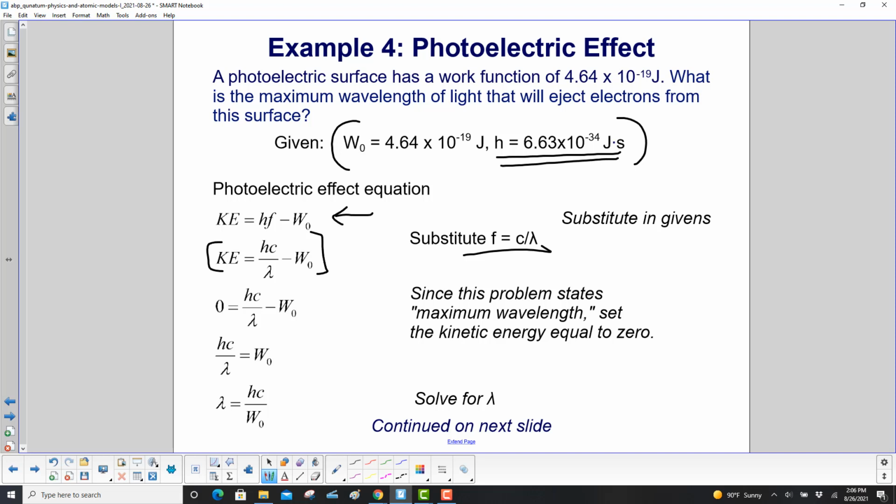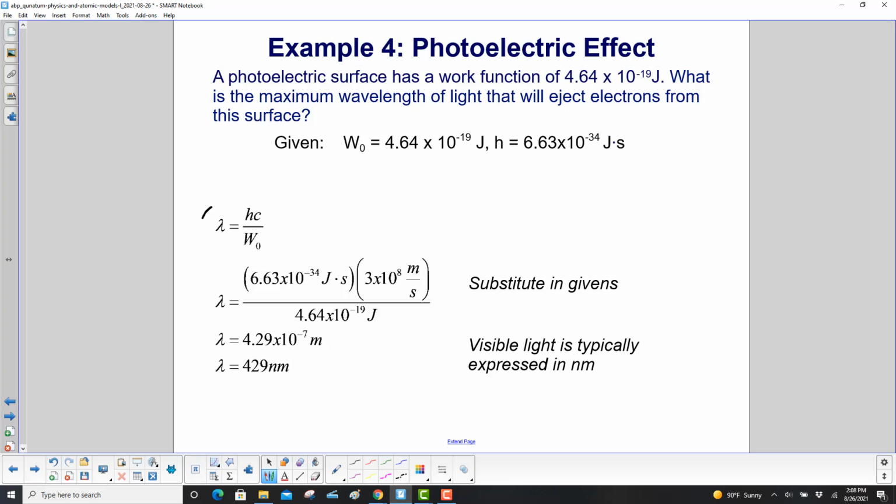Now since we want the maximum wavelength, that's the same thing as the minimum frequency or threshold frequency. So in that case, the kinetic energy is 0. So we have hc over lambda is equal to the work function. We need to solve for lambda. So we multiply both sides by lambda, divide both sides by the work function, and we get this equation. We continue on the next slide.